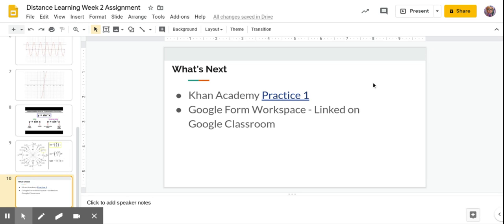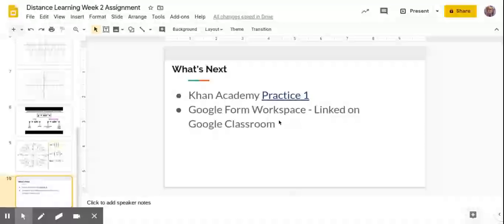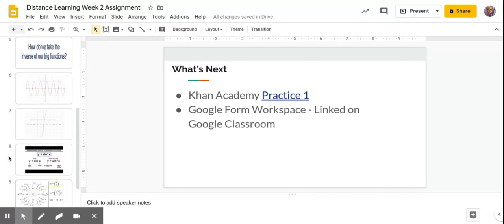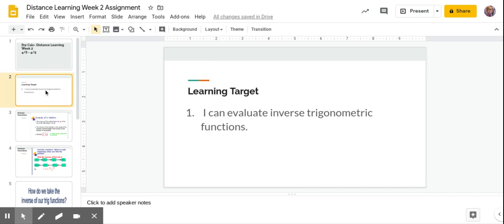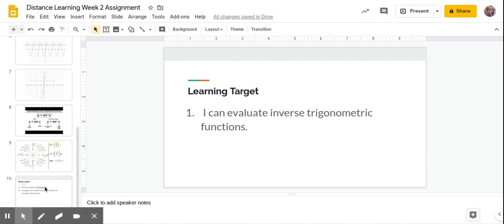So what are we doing next? You have only one practice in Khan Academy, and then the Google form, which will be on Google Classroom. Let's just go back to our learning target. Simply, I can evaluate inverse trigonometric functions. You're going to do this using the unit circle or the calculator.